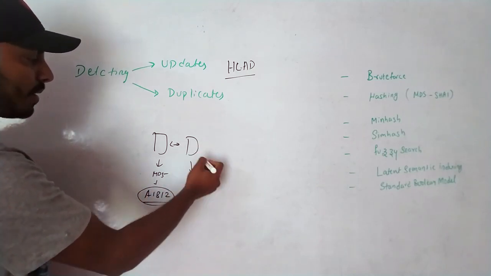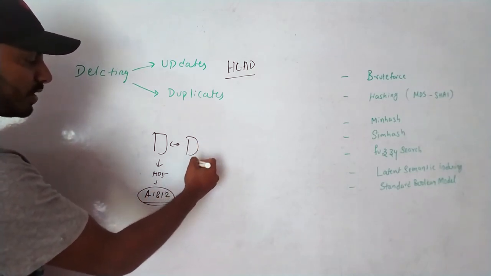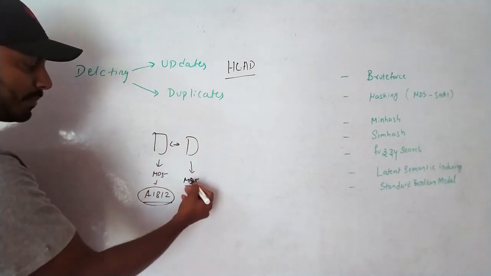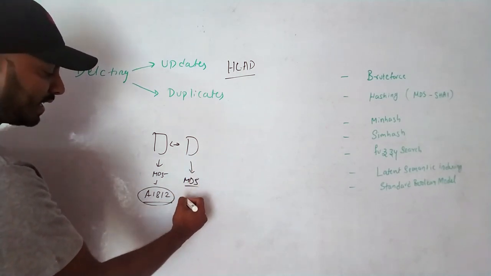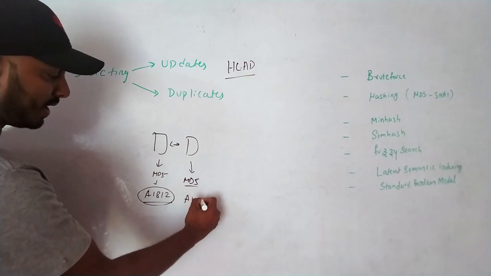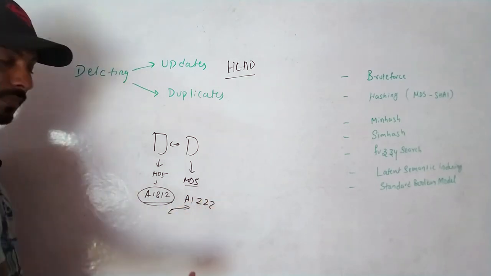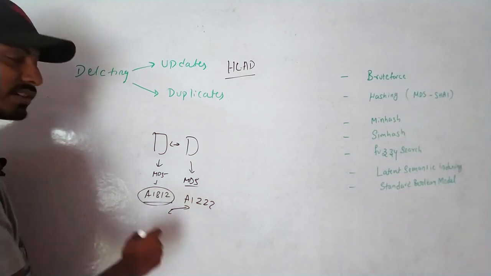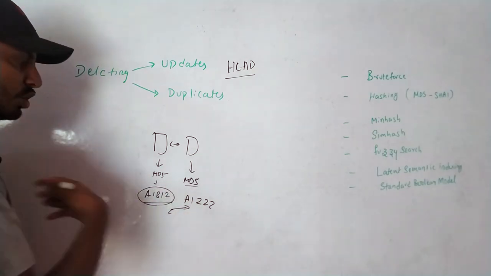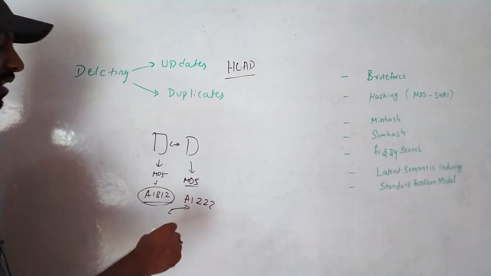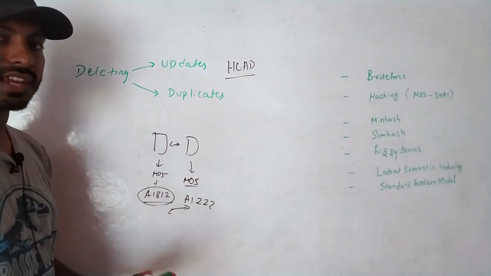You compute the hash with the same algorithm, like MD5, for the other page, and if you get a different hash, that means they are not the same page. If you get the same hash, that means clearly both are duplicate copies. That means you can drop some of the URLs so that you save a lot of processing and space.